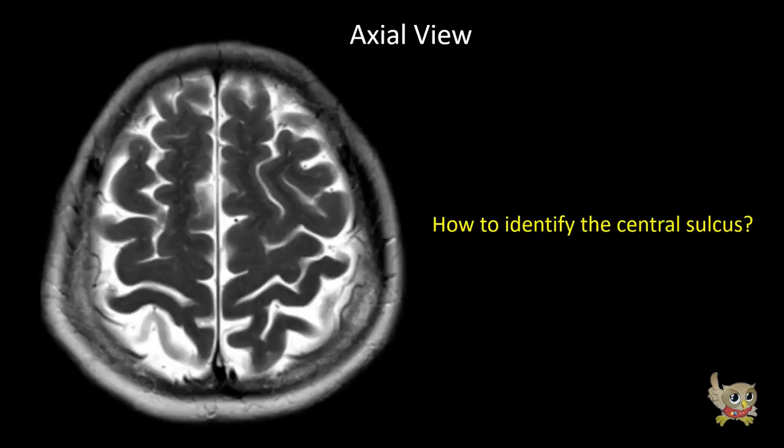Pineal gland apparently produces melatonin that regulates sleep. Now let us see the axial view of the brain in MRI. One very important landmark is the central sulcus that delineates the frontal lobe anteriorly and the parietal lobe posteriorly. But how do we identify, among these several sulci, which one is the central sulcus?